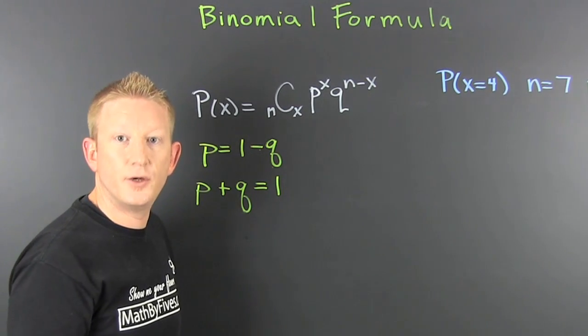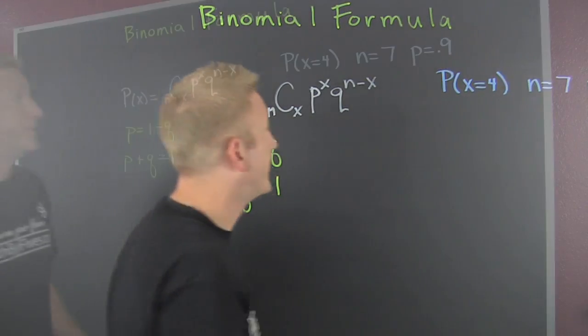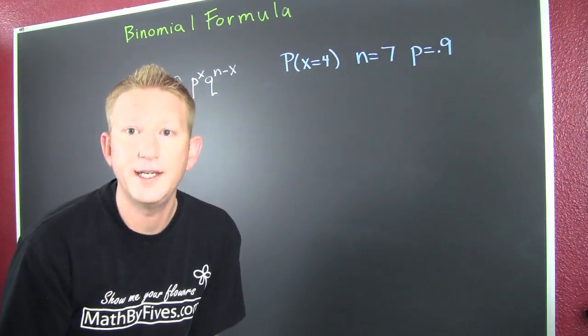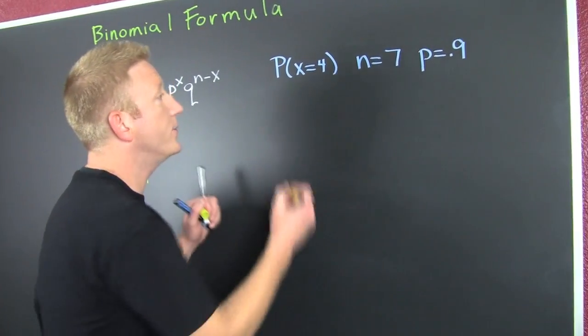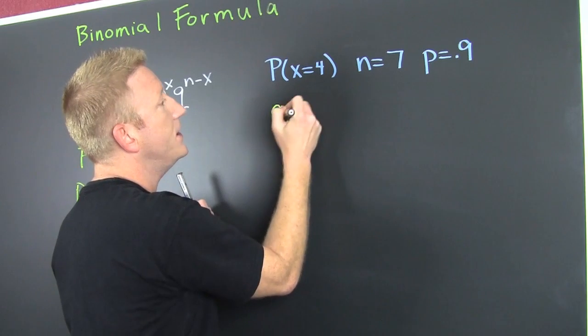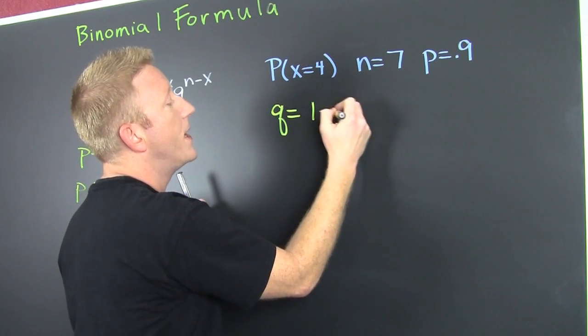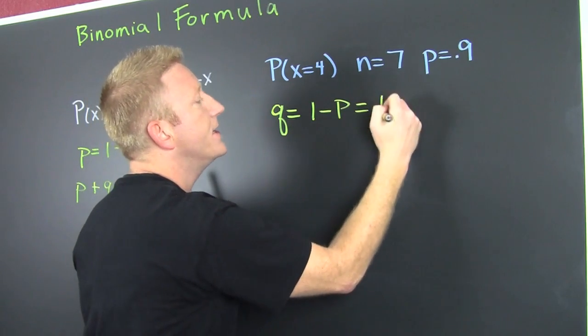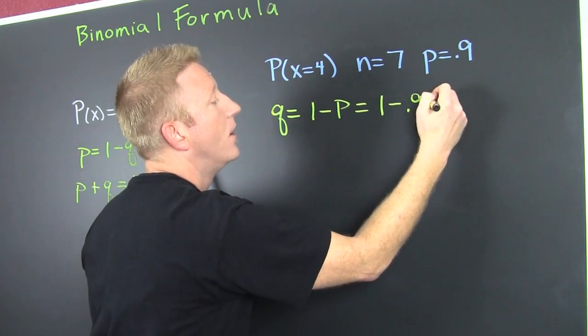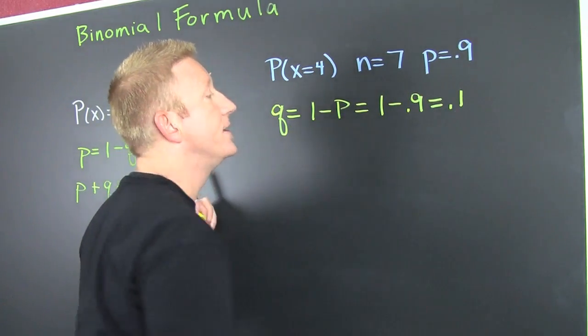Alright, now let's go and calculate. Okay, so we need to find our q. Our q is going to be 1 minus our p. Well, what's that going to be? That's 1 minus 0.9, or 0.1.